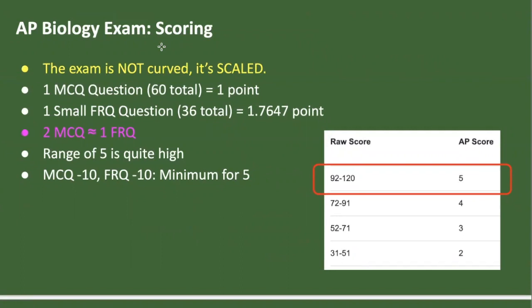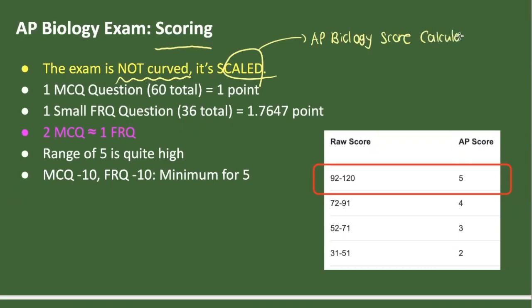And let's briefly talk about scoring. The exam itself is not really curved, but it's scaled. So if you go to, let's say, Google and just search up AP Bio score calculator, you'll be able to see how the exam itself is scaled, meaning that they have a predetermined scale of how each raw score converts into a single AP score, and I'll explain that briefly later.